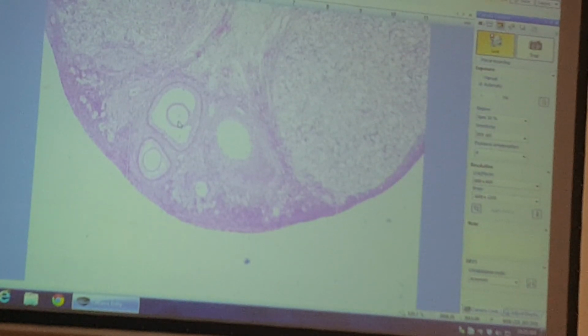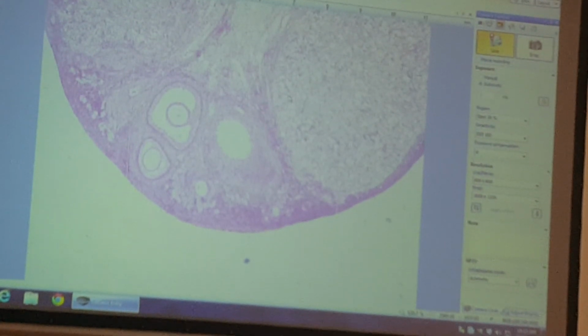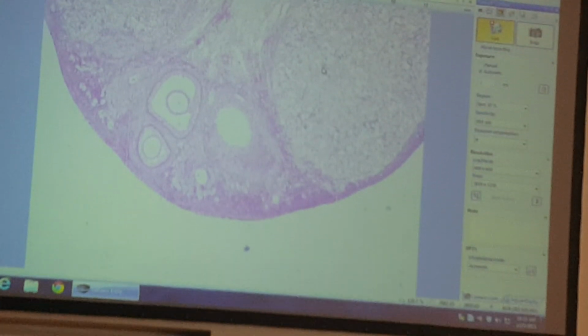Yes? Okay. All right. This is a corpus luteum, if you're curious. That's what it looks like when all those cells collapse in. This big thing right here. Yeah. All right. So that is the ovary slide.